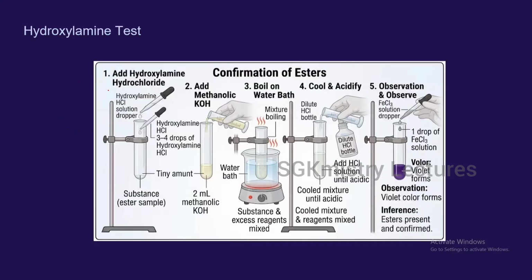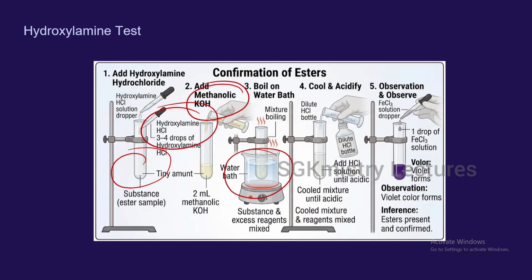So what you're going to do, you're going to take the substance in the test tube. You're going to add 3 to 4 drops of hydroxylamine hydrochloride. So here we have hydroxylamine HCl, which is nothing but hydroxylamine hydrochloride. 3 to 4 drops you're going to add. And to this, you're going to add methanolic KOH. Now, after adding all this, you're going to boil it in a water bath. After boiling in the water bath, you're going to cool it.